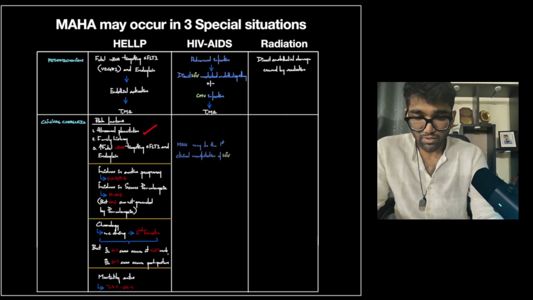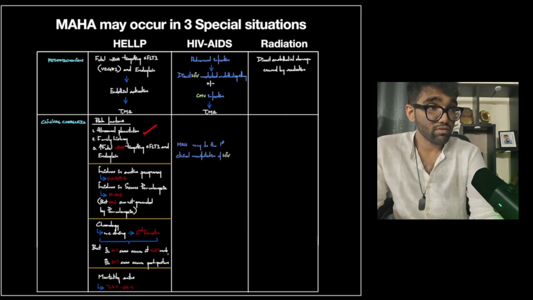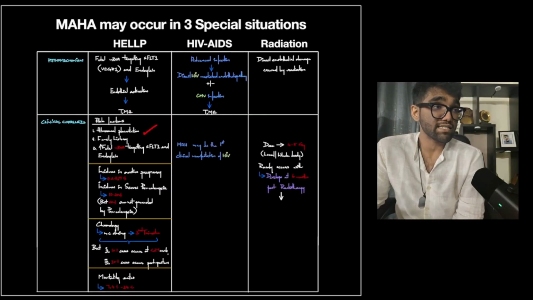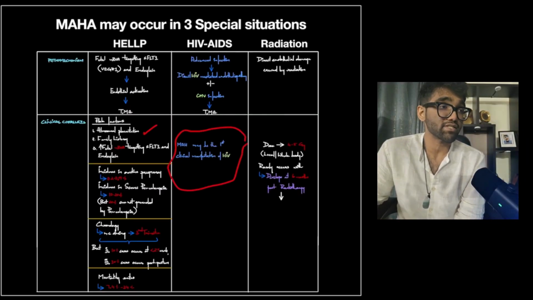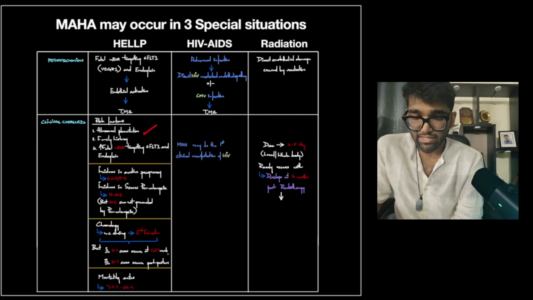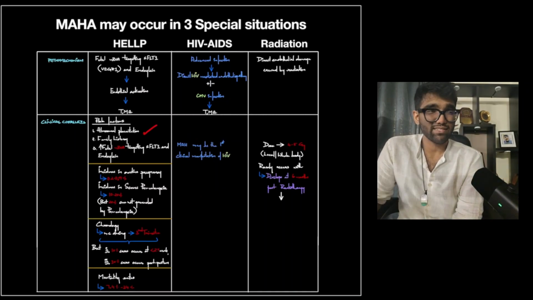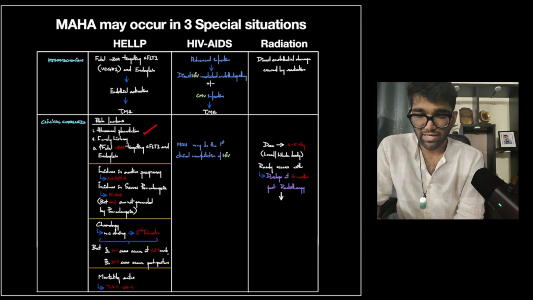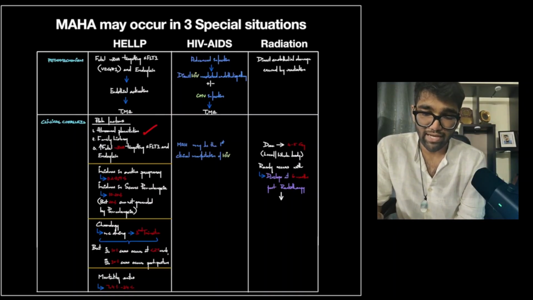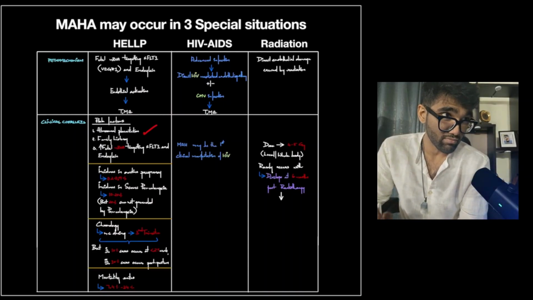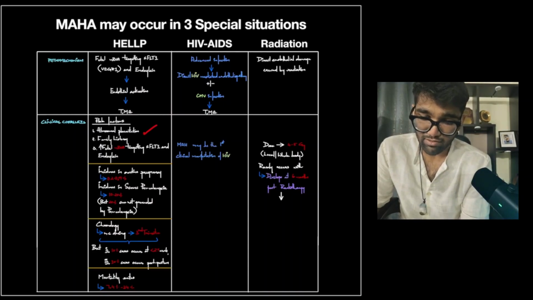Okay. Now, importantly, MAHA can be the first clinical presentation of HIV/AIDS. That may be the first thing that the patient is presenting with. And radiation, the dose is important. And wherever I discuss radiation, anywhere, the dose of radiation will become very important. So either whole body or local radiation of 4 to 5 gray is what is considered to be capable of causing microangiopathic hemolytic anemia. It rarely occurs with radiation.